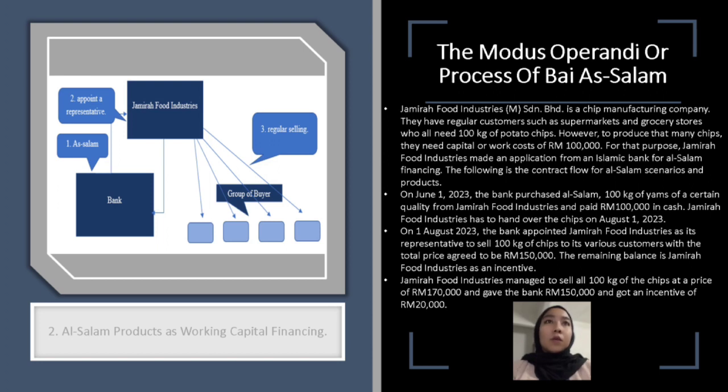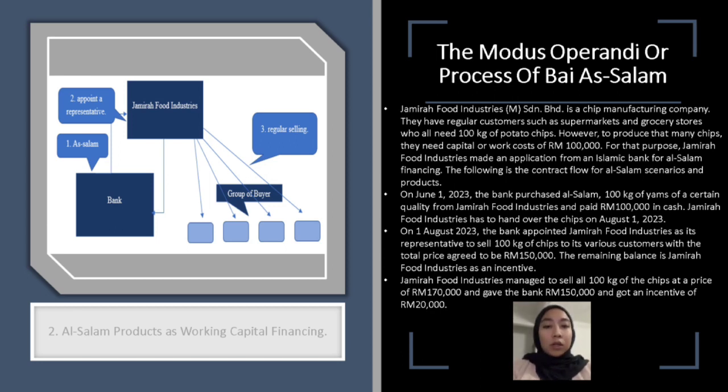The following contract is the flow for Bai' Salam scenarios and products. On 1st June 2023, the bank purchased Salam 100 kg of chips of certain quality from Jamirah Food Industry and paid 100,000 ringgit in cash. Jamirah Food Industry has to hand over the chips on 1st August 2023.